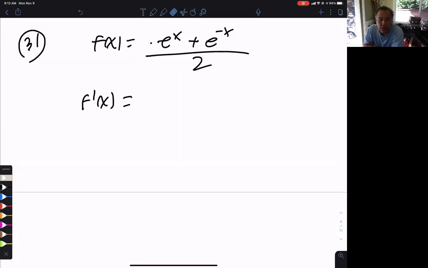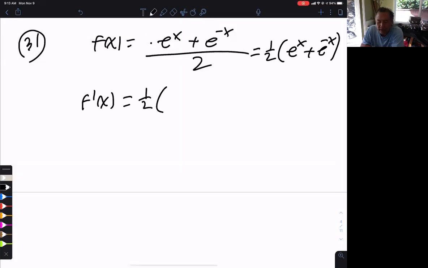Now, do not use the quotient rule. This is equal to this. A half's a constant. Use the constant multiple rule. You just put the constant out in front.